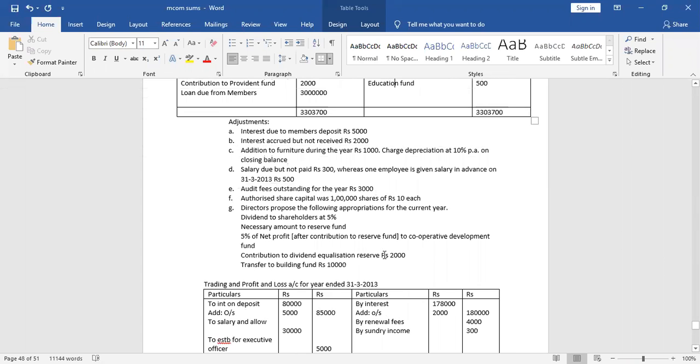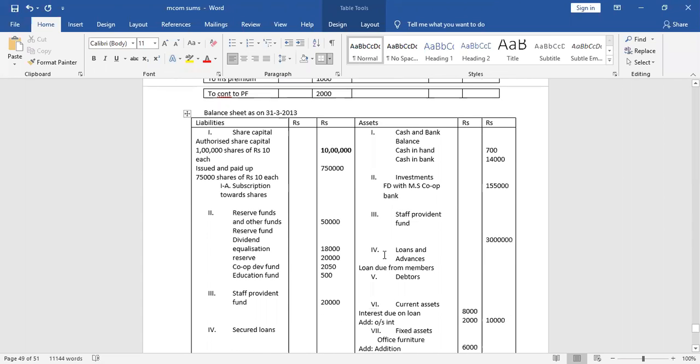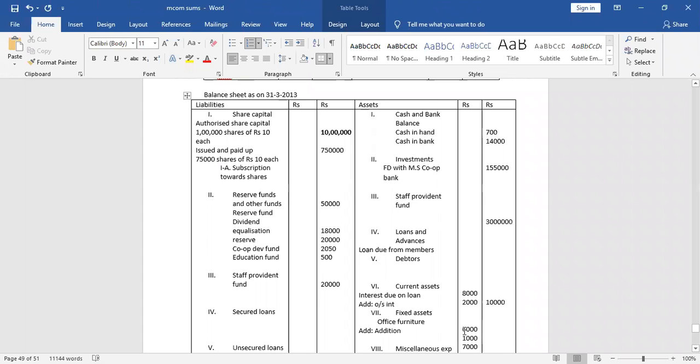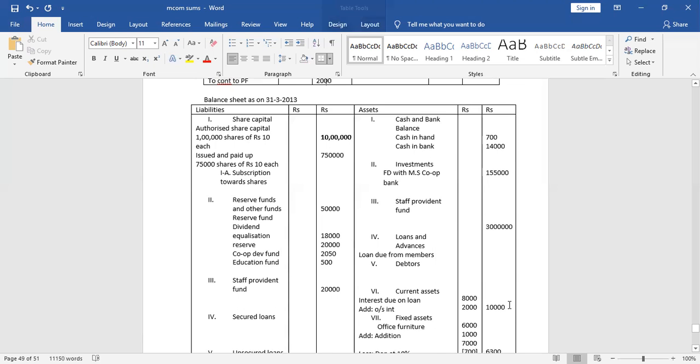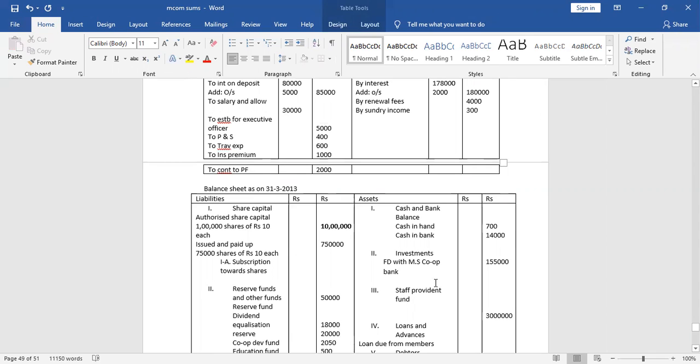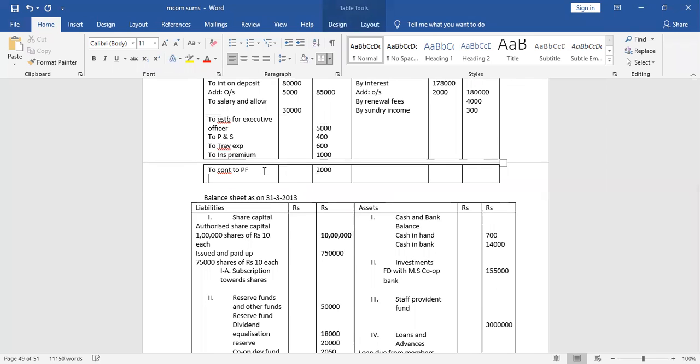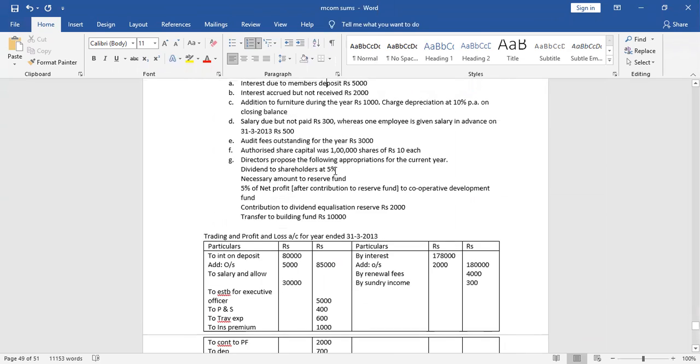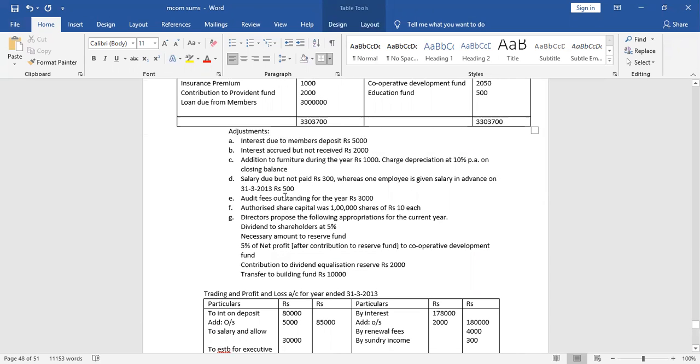Addition to furniture we have already shown, but depreciation is left out on the closing balance. So depreciation निकालना है closing balance में. So what I will do here, less depreciation at 10%. So 10% is 700. Closing balance पे निकालने बोला है. So this will become how much? 7,000 minus 700 will be 6,300. Now after this एक और इफेक्ट देना पड़ेगा डेप्रीसिएशन का. To depreciation, how much is the amount of depreciation? 700.